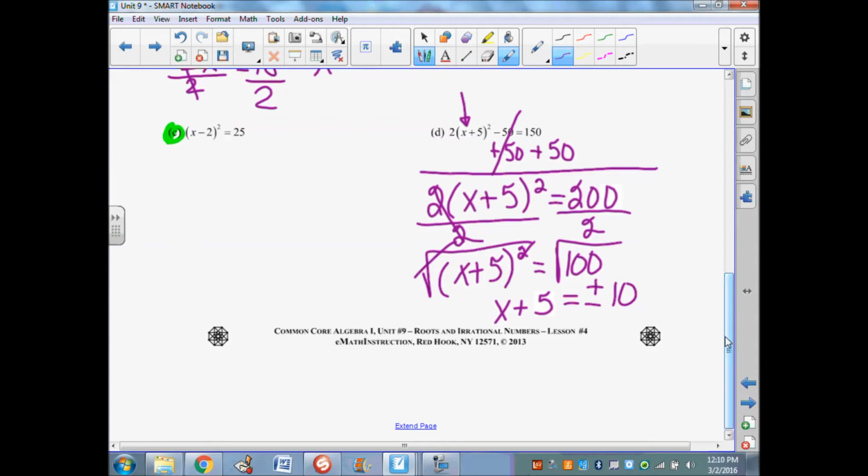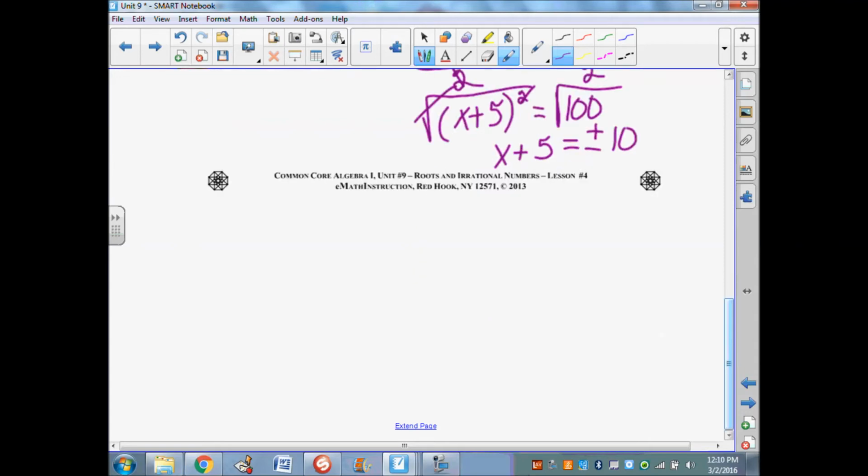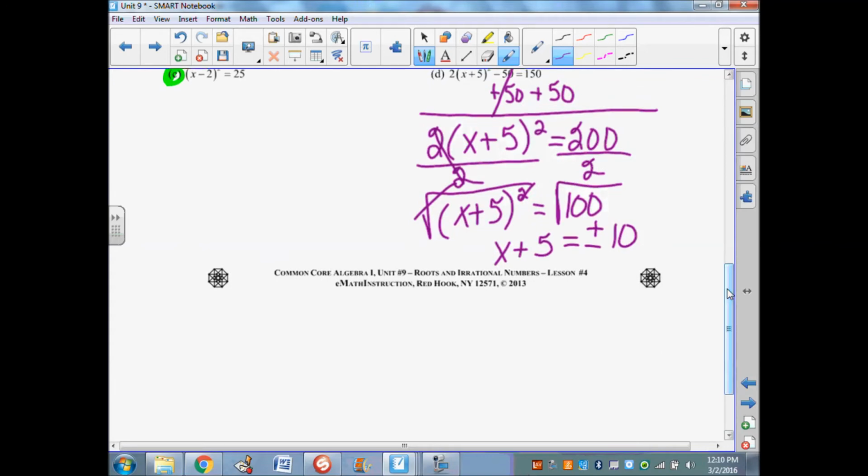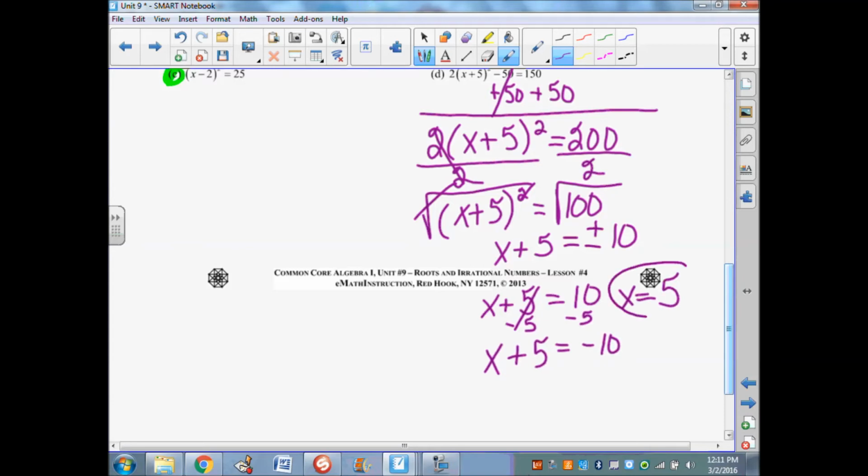So how do I continue to solve this? I'm going to split it up because I use this little shorthand with the plus minus. Well, really, there's two equations there. There's x plus 5 equals the positive 10, and x plus 5 equals negative 10. So solve both of those little linear equations, and we get one solution or one root at 5, so that parabola would cross at 5, as well as negative 15.